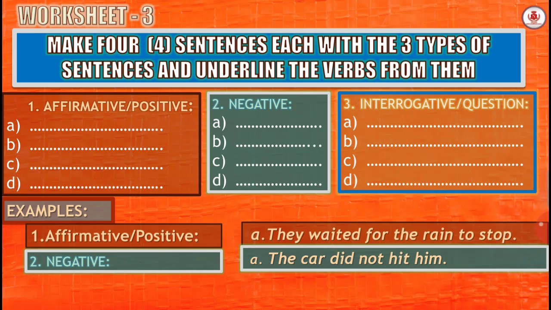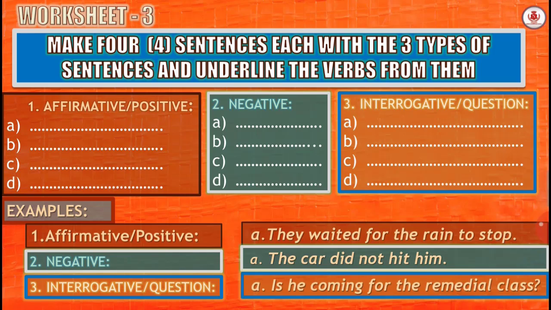In the negative form also, let's see. The car did not hit him. We have not, N-O-T, not. And here you have to make four sentences again, and like I said, please don't use this one. And let's see about this interrogative or question sentence. Is he coming for the remedial class?